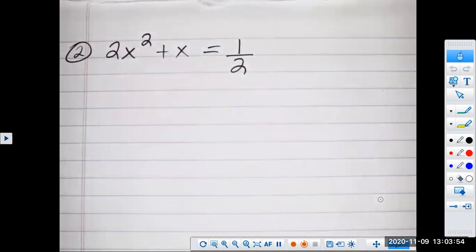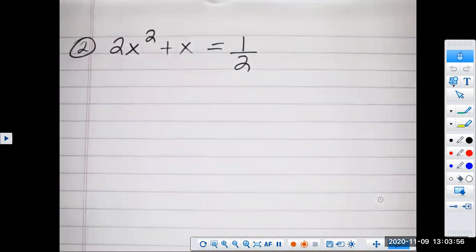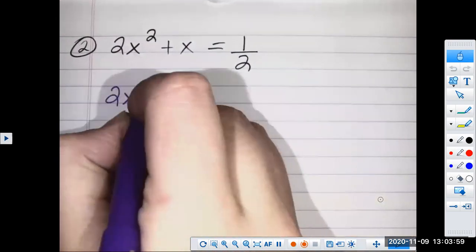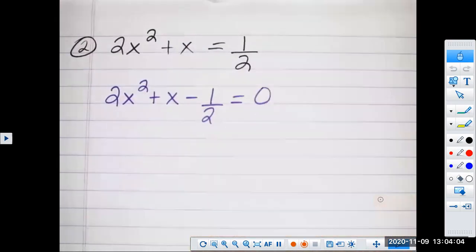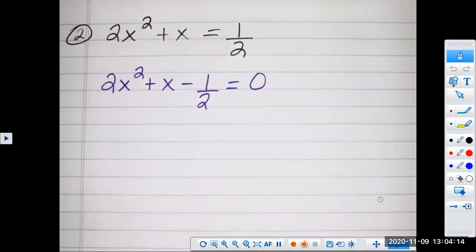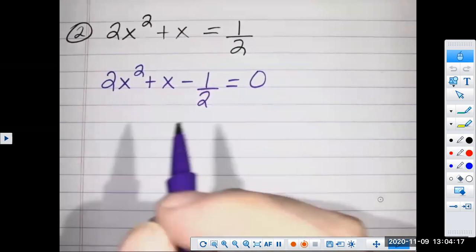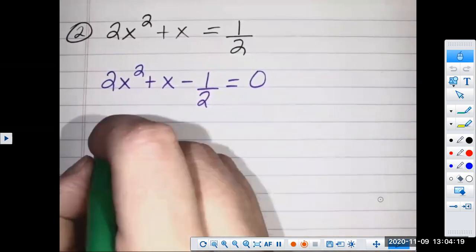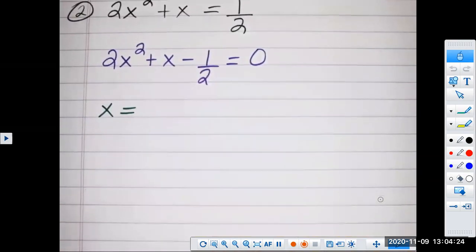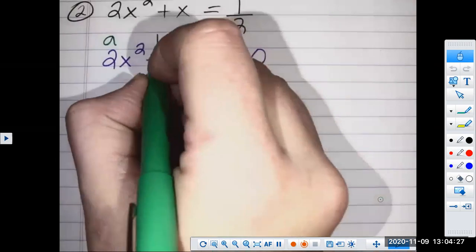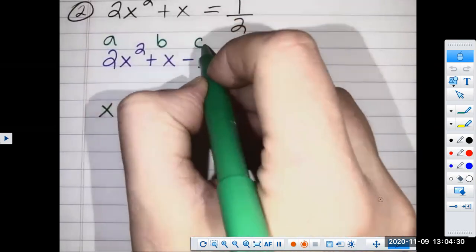Okay, what do you need to do first? Good, let's subtract 1/2. And I'm okay if you want to change this to a decimal and plug in, that's fine. But if they ask for an exact answer, I would just leave it a fraction. Okay, let's go through and plug in. What is A? A is 2, B is what? +1, and C is -1/2.